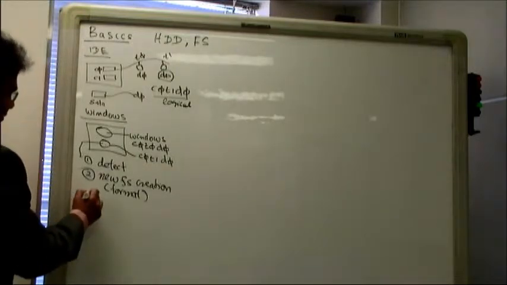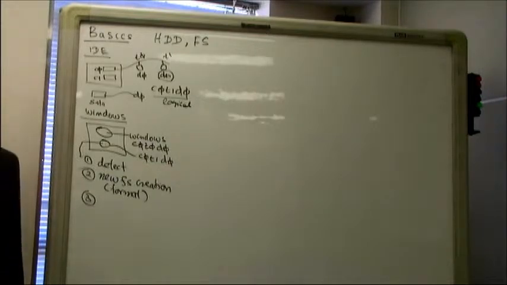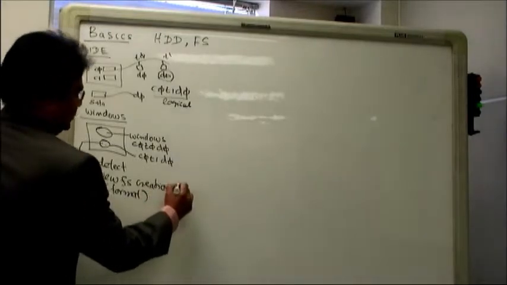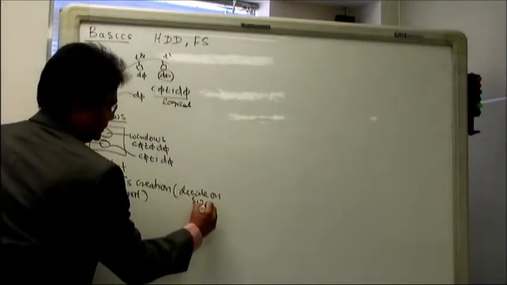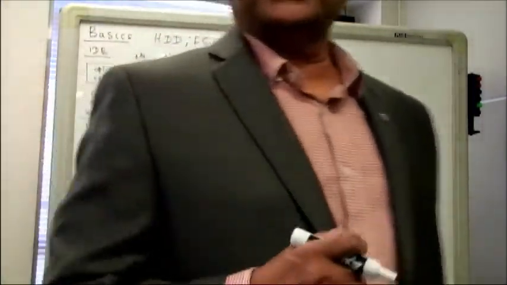It has a built-in format utility in the disk administrator, right? And what is the third thing you do? Partition. In this case, when you are creating a new file system, you can decide on size. So the size of the new partition, right? So after creating a new partition, what is the next thing you do?